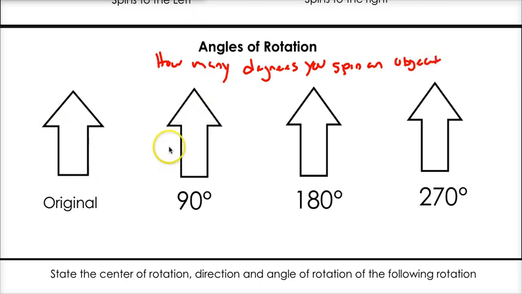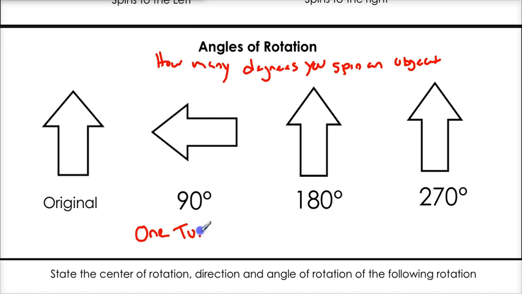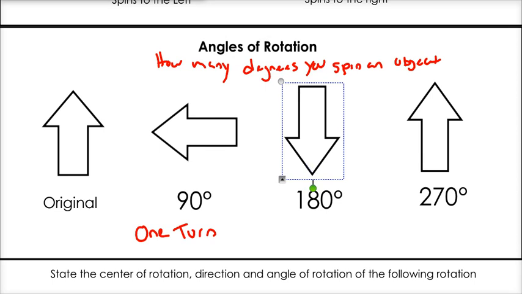If this is our original arrow, a 90 degree rotation of this would be one turn. So if you look, I turn my arrow once to the left, and that is a 90 degree rotation. Now 180 degrees means you completely reverse. Right now it's pointing up. If I did two turns, one, two, it's pointing in the opposite direction, and that is 180 degrees.